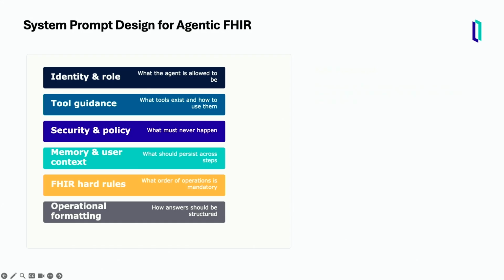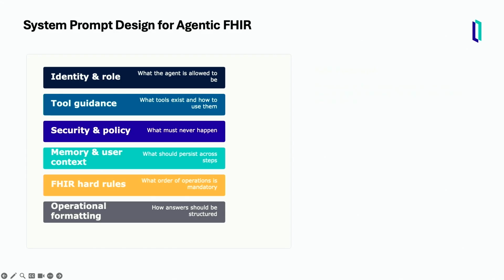I want to say a word about the system prompt. It's much more than a style instruction. It is where we define the operating model for the agent. In our implementation, the prompt is assembled in layers, starting with identity, then tool guidance, then security, developer instructions, user instructions, memory, FHIR-specific rules, and operational guidance. That means the prompt is acting as a policy surface, not just a personality surface.